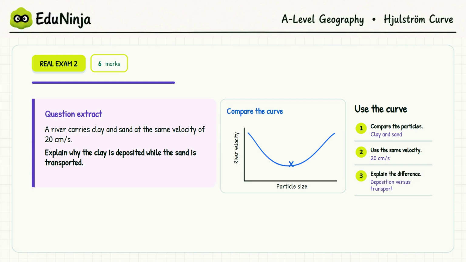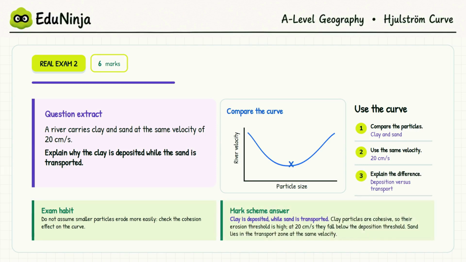Clay particles are cohesive, so their erosion threshold is high. At 20 centimeters per second, the clay falls below its deposition threshold and is deposited. Sand is different. At the same velocity, it sits in the transport zone, so it remains in motion. In an exam answer, compare the thresholds and explain the role of cohesion. Do not assume that smaller particles are always easier to erode.